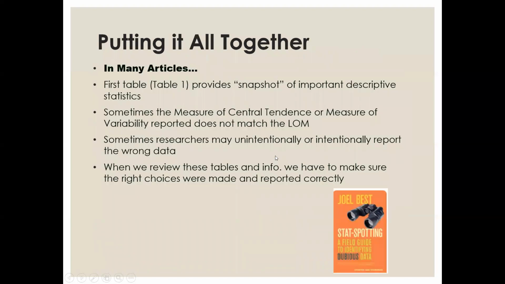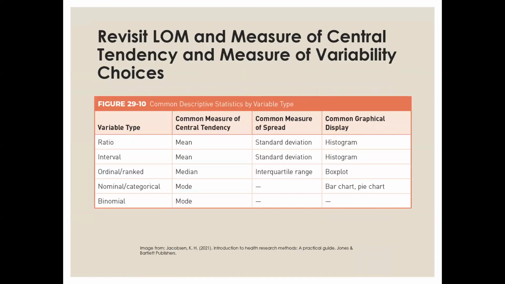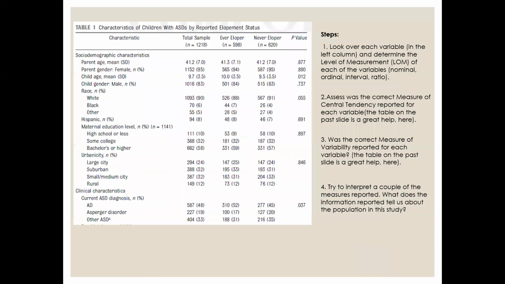So now, if you think about how we're going to put this all together, I want you to take some time looking at this table, pick level of measurement, and pick summary statistic. Right, so if we need a little wrap up, this is just another copy of the table. Here, if we look at this table, it's really interesting, right? They were looking at autism spectrum disorder reported by elopement status. So let's just look at all of these variables here.